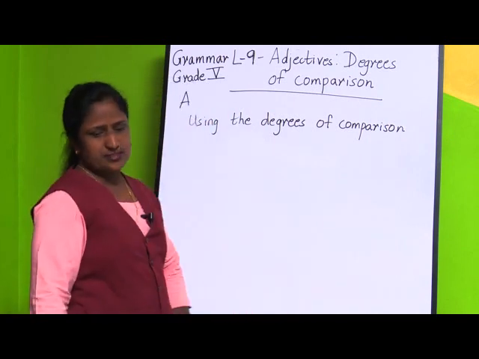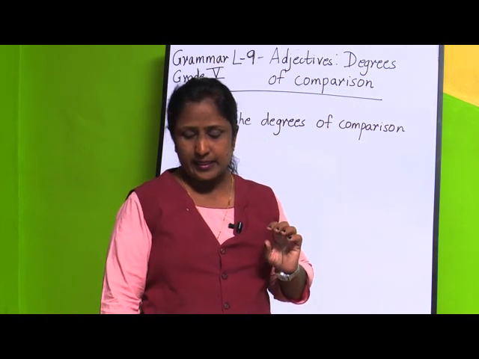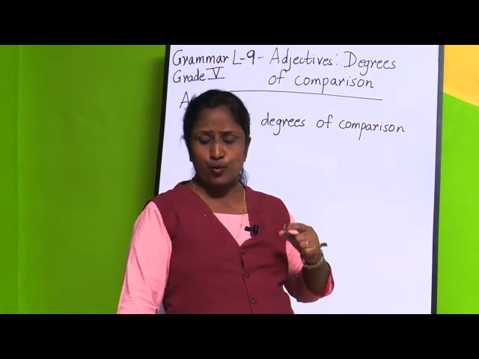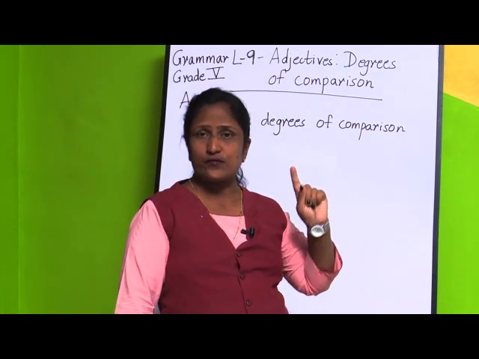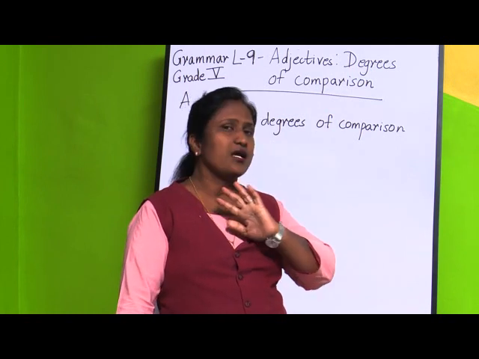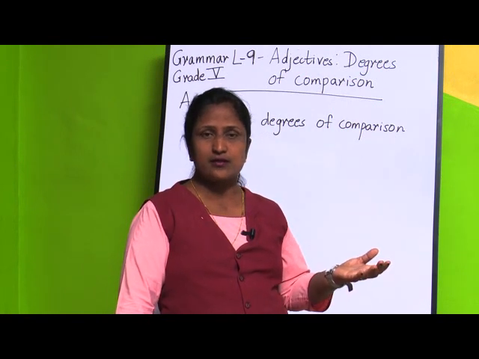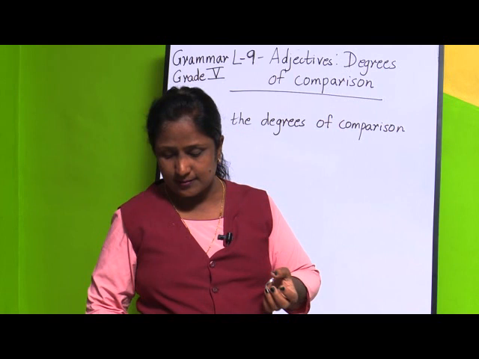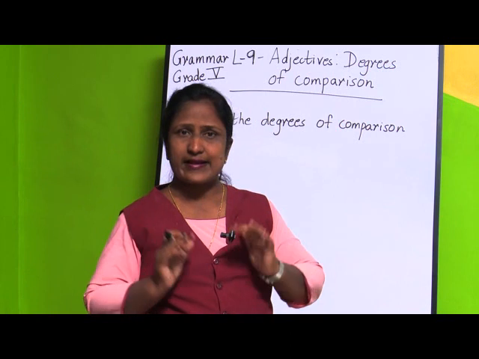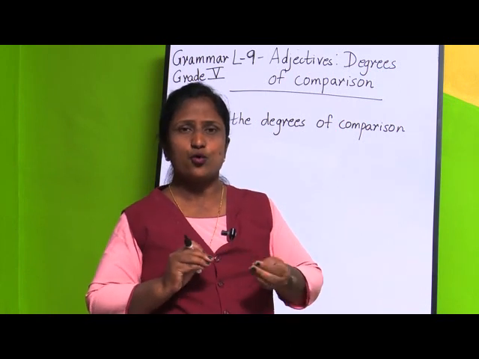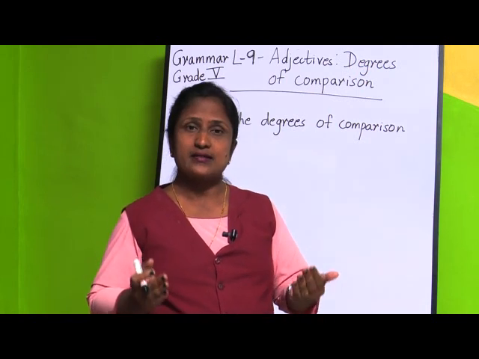Now, see what it is told. It can be positive degree. We are going to think about the positive degree. It can be used when we are suggesting that two persons or things are equal. In the positive degree we do not compare with anyone. But here we are going to give a suggestion that two persons or two things are equal in a certain aspect. We are not going to compare them, but we are going to tell them that they are equal.